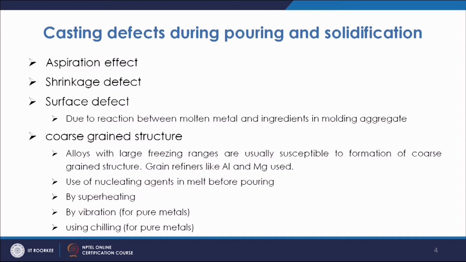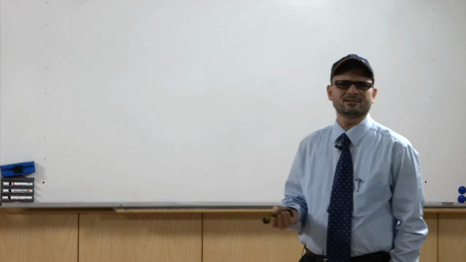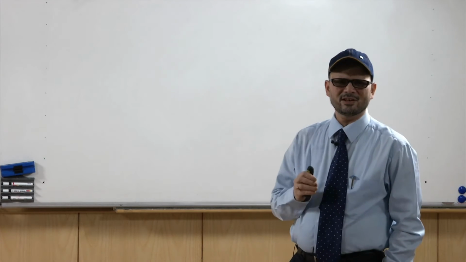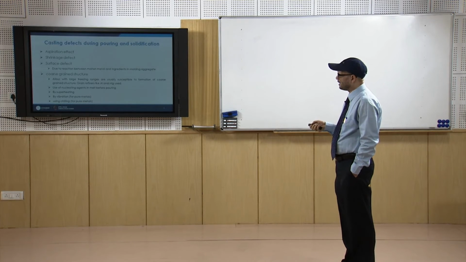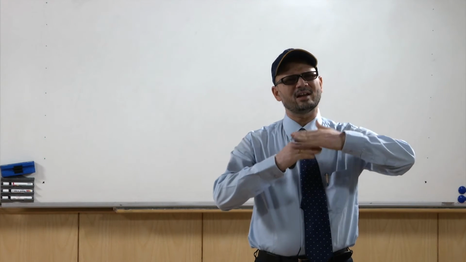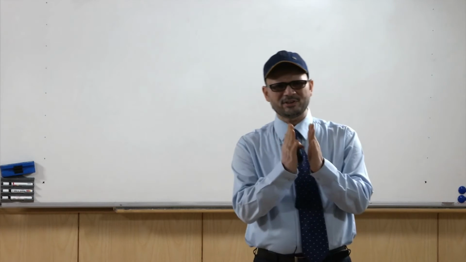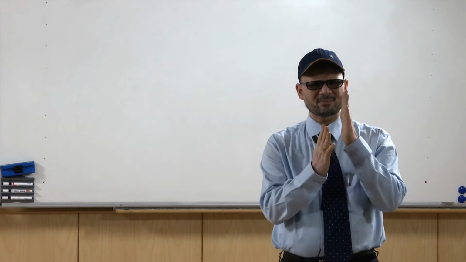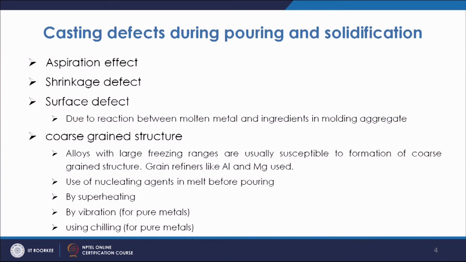There are chances of shrinkage defect, because during the solidification process there will be shrinkage going on. So, the shrinkage defect is also likely to occur, and as we know, that is to be compensated by placing the riser, and there are many methods for calculating that. Surface defect may come because of the reaction between molten metal and ingredients in the molding aggregate. If you are using sand as the molding material, and the molten metal meets it at that surface, there may be a reaction, and a surface defect or reaction product is formed.